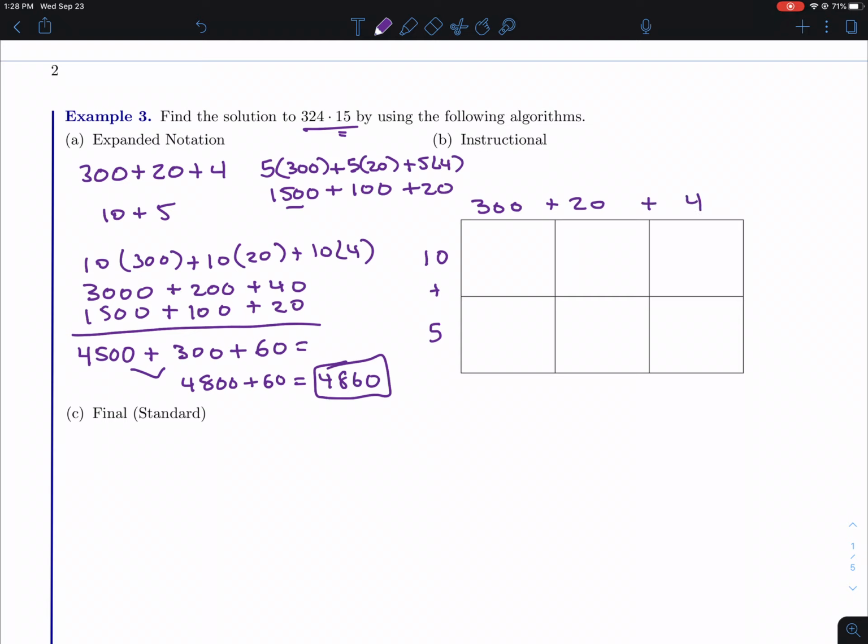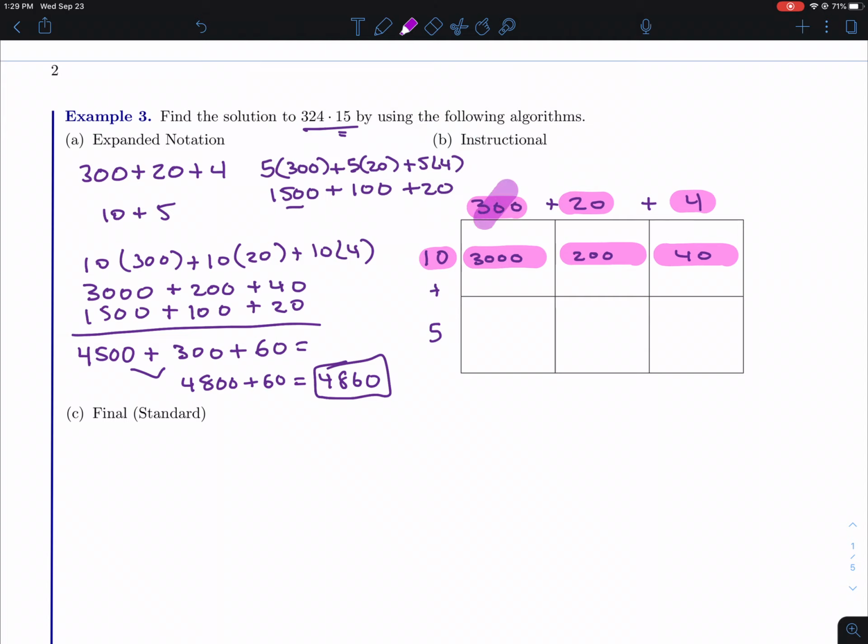And then I'm going to use these as a way to multiply each other. In this case, 300 times 10 is going to give me the answer that goes in that spot. 20 times 10 is going to give me the answer that goes in that spot. And then 4 times 10 is going to give me the answer that goes in that spot. Again, since we're just multiplying by 10, all we're going to do is add a 0 to everything. And so now do the same thing for 5.